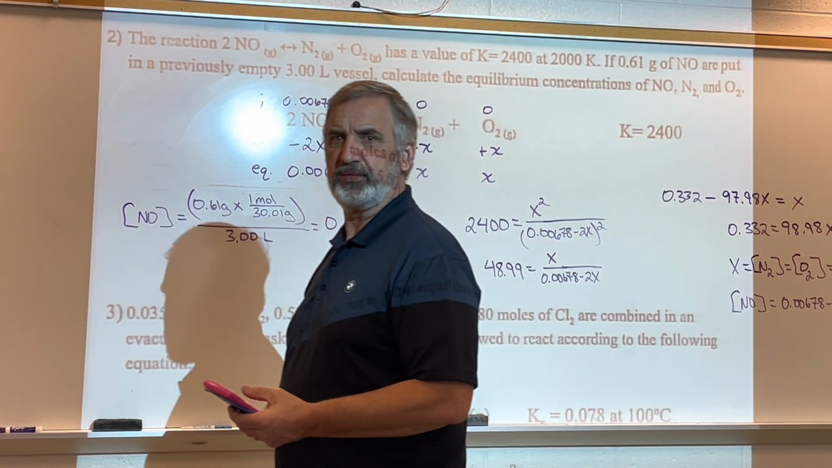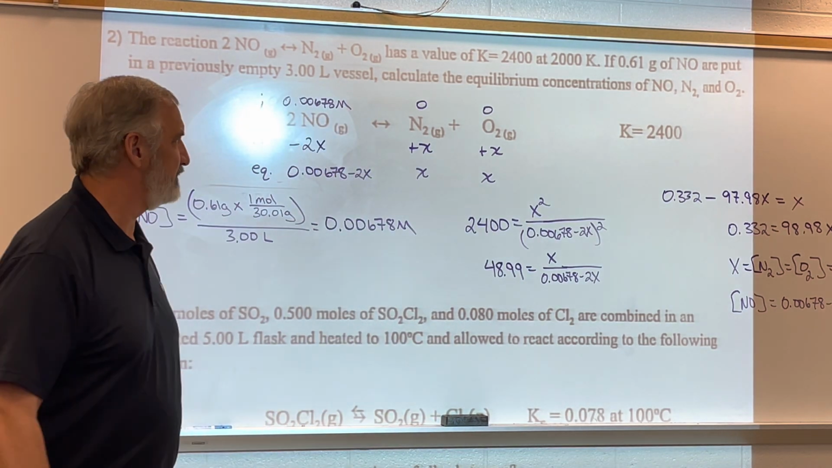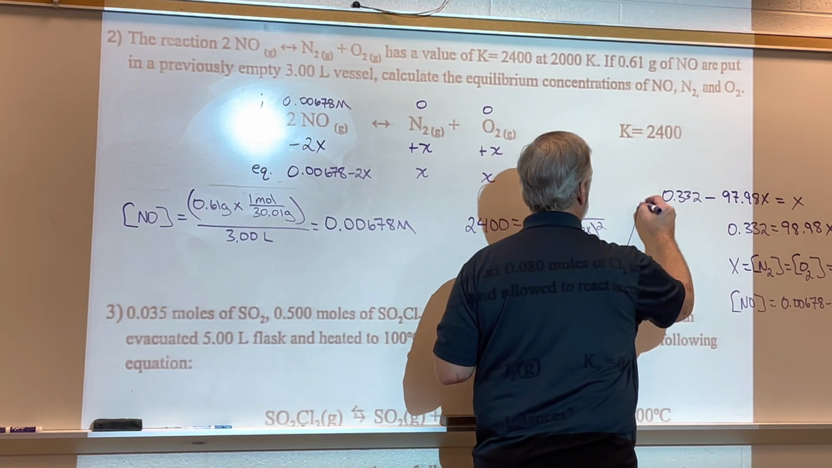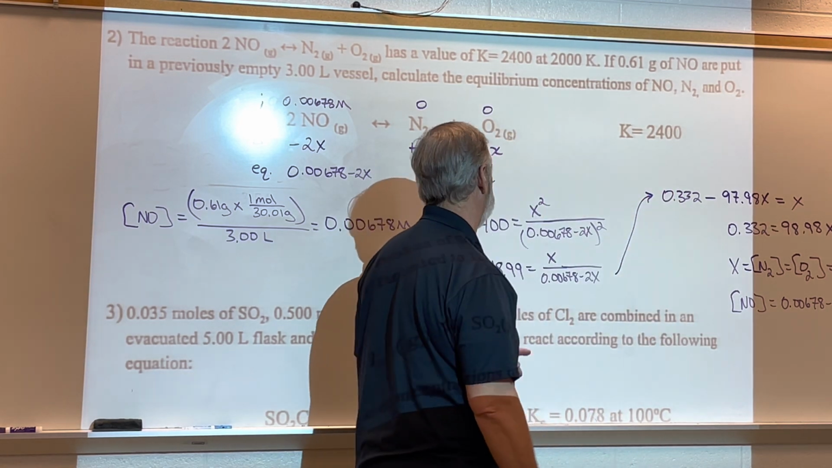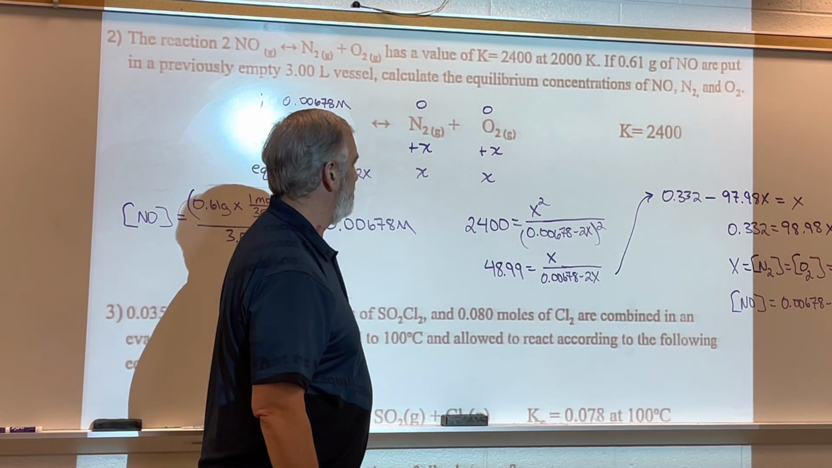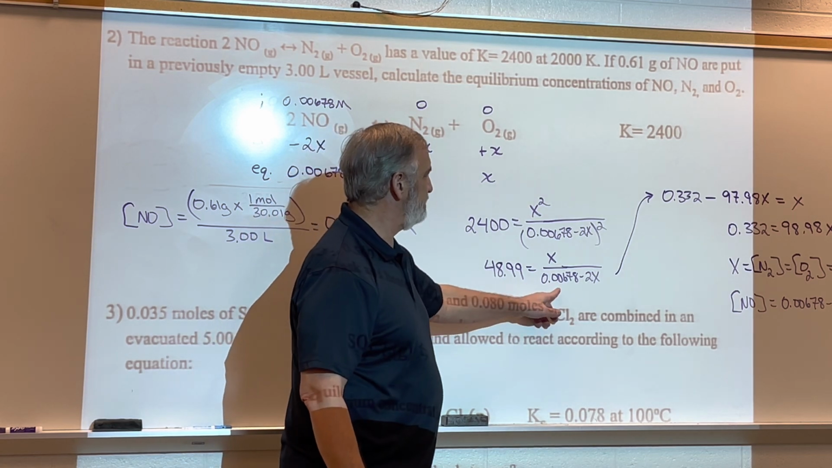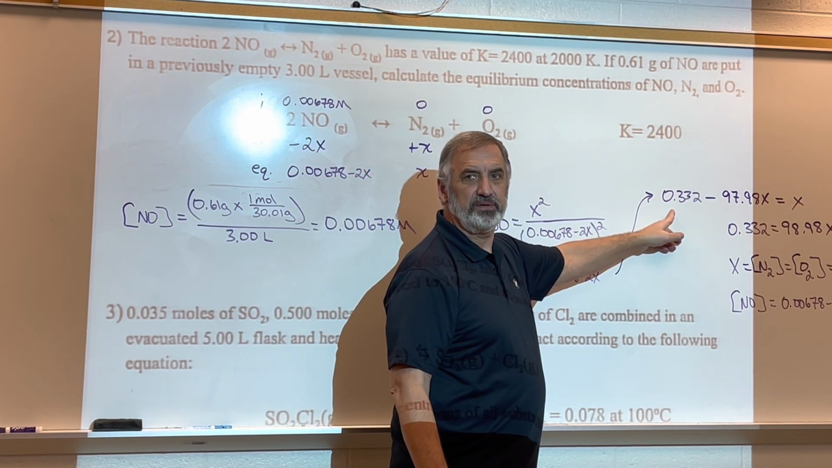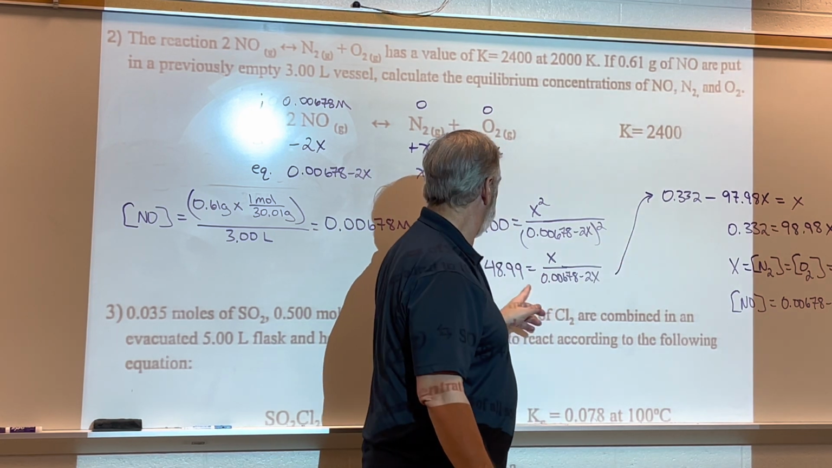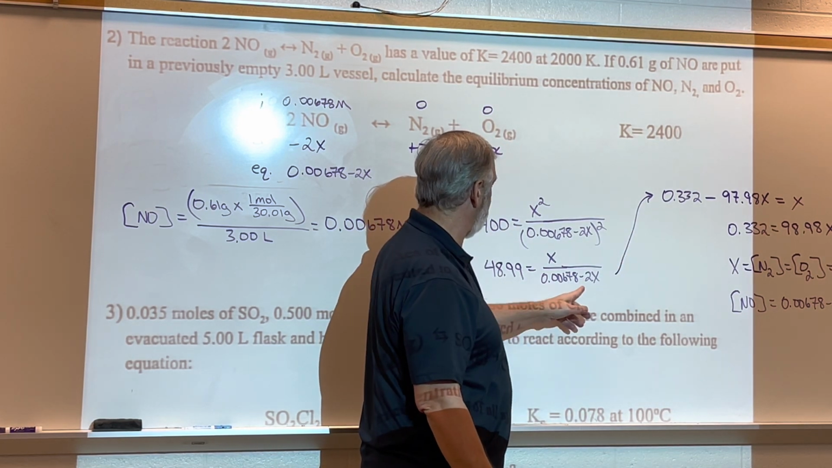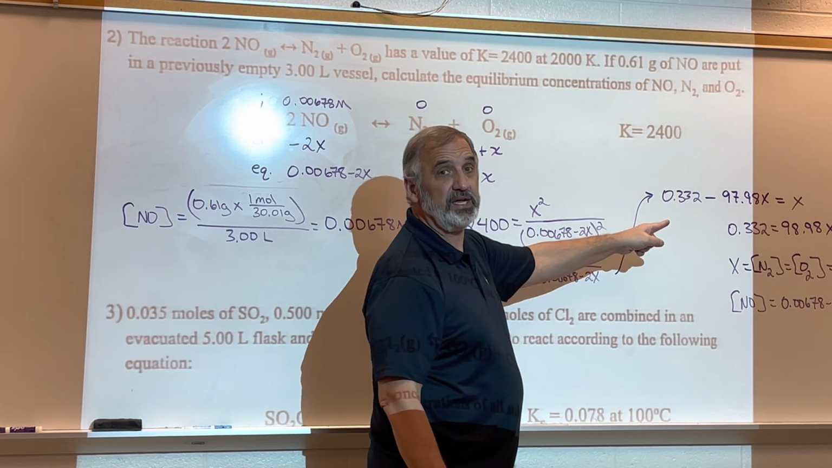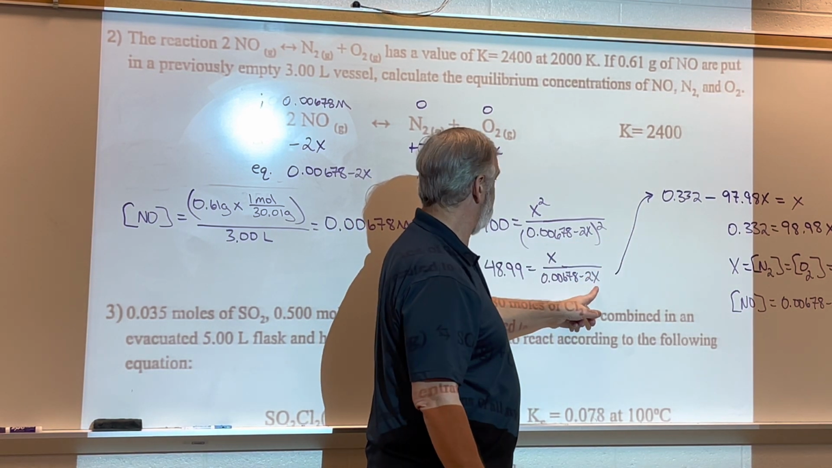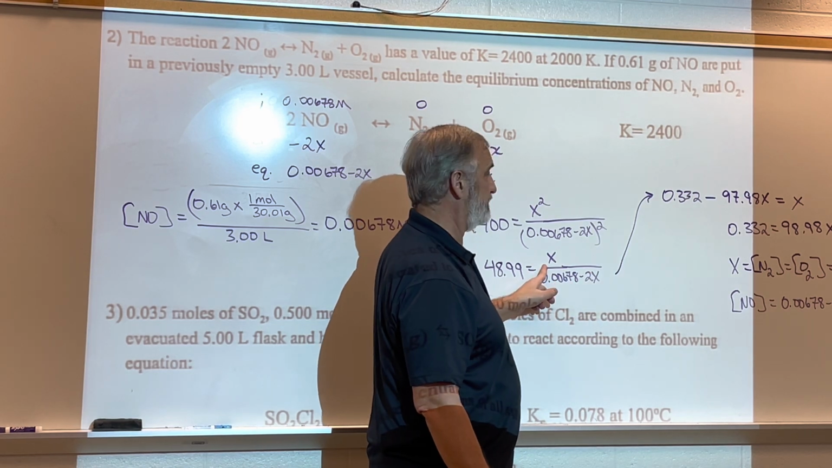I just did algebra. Hang on. This goes to here. Wait, I did not get that. 48.99 times this equals 0.332. Okay. And then 48.99 times 2 is equal to 97.98. X is equal to X.